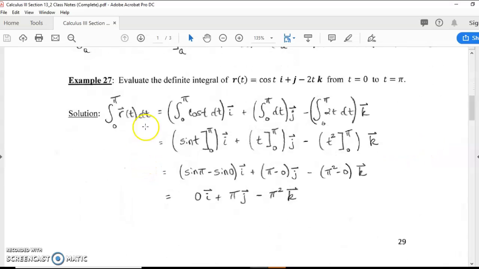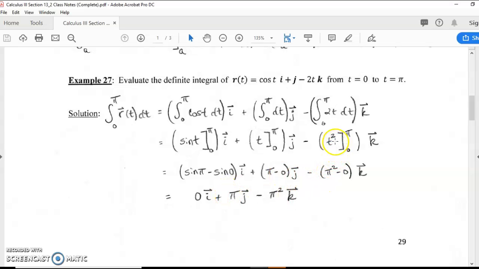So in example 27, let's evaluate the definite integral of r of t equals cosine of t i plus j minus 2t k. So same vector valued function from example 26 above, but this time from t equals 0 to t equals pi. So we write it like this. Integrate each piece from 0 to pi. Apply the fundamental theorem. So that's sine of pi minus sine of 0, which is 0 minus 0, so it's just 0i. Then it's t evaluated from 0 to pi, so it's pi minus 0, which is just pi. So that's pi in the j direction.